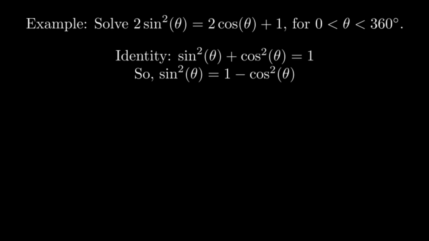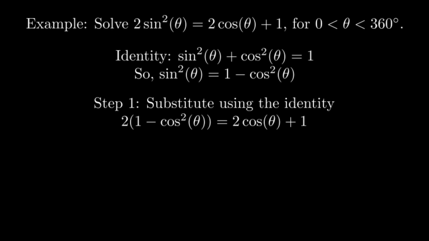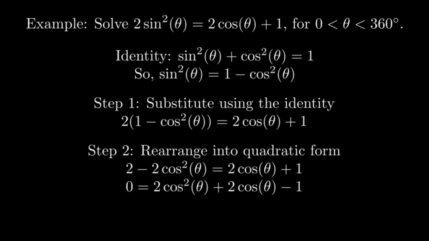Let's substitute this into our equation. Replacing sine squared theta gives us 2 times the quantity 1 minus cosine squared theta equals 2 cosine theta plus 1. Now we have an equation entirely in terms of cosine. Let's simplify and rearrange it into standard quadratic form. First, distribute the 2 on the left side. Then, move all terms to one side to set the equation to 0. This gives us 2 cosine squared theta plus 2 cosine theta minus 1 equals 0.